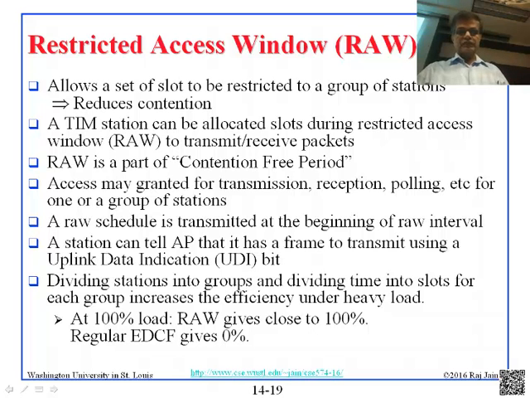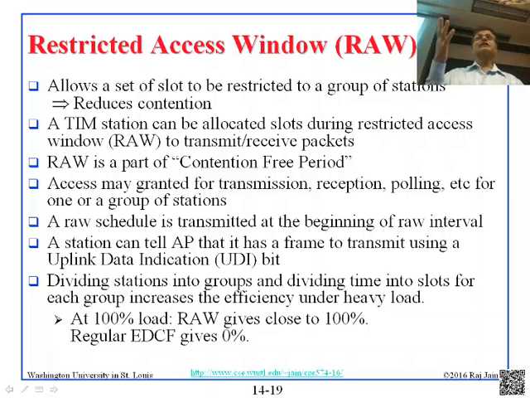Okay. So whenever the RAW begins, the first few slots will tell you what the rest of the map is. Map means which group for what. A station can tell the access point if it has a frame to transmit using an uplink data indication bit. So basically, the way a station has a slot, let's say slot number 5 is yours.